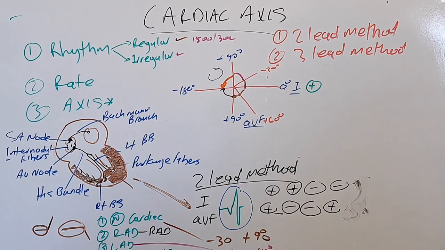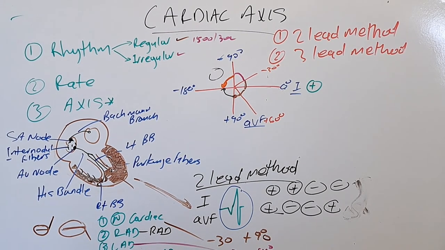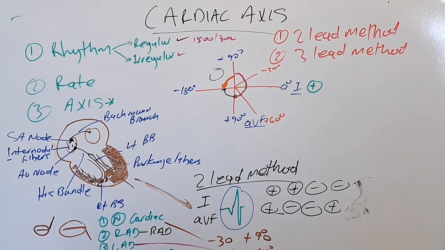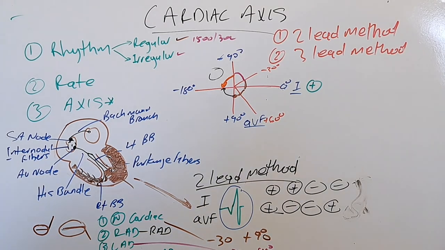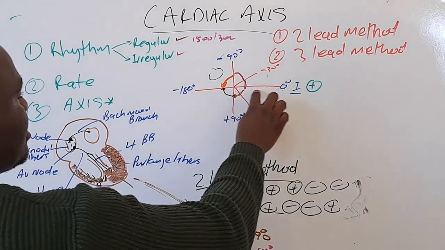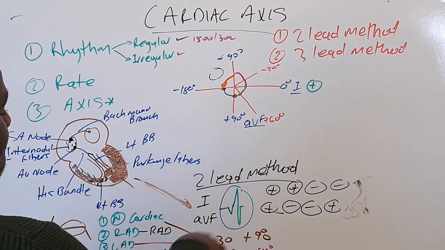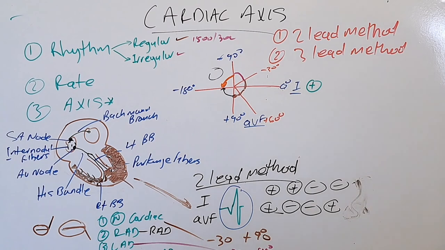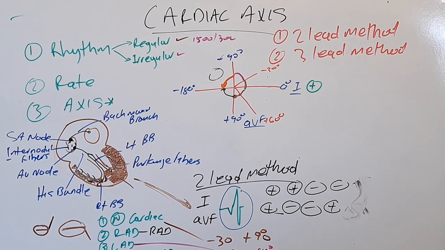But anyway, the most important thing is to look at your lead one and AVF. Look at your QRS. Are they positively deflected or negatively deflected? Like I was saying, if lead one is positively deflected, then you're dealing with this line. Then to decide where exactly, which quadrant the axis is in, you need the AVF, right?